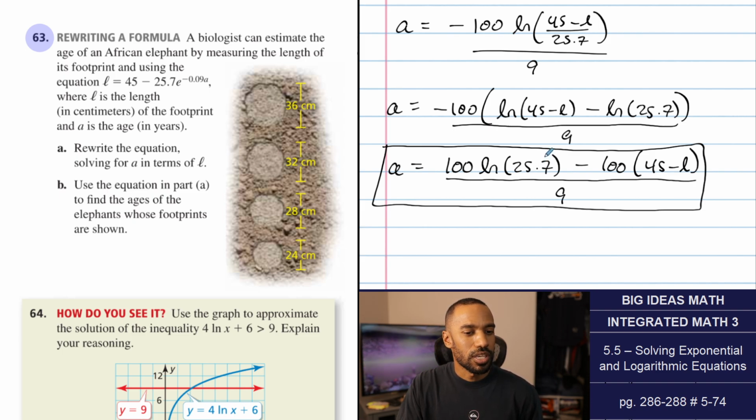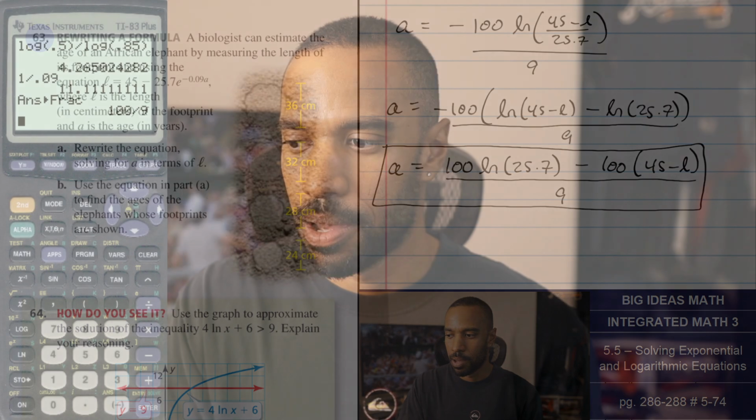Anyway. Use the equation from part A to find the ages of the elephants whose footprints are shown. All right, 36, 32, 28, 24, and they said centimeters for that set there. Okay, so I'm going to go to my graphing calculator and write my equation that I put. I sure hope it's the right one after all the work I had. I trust my own ability there.